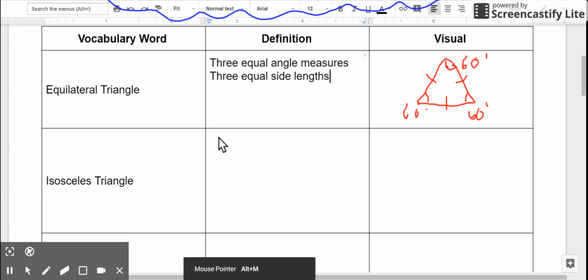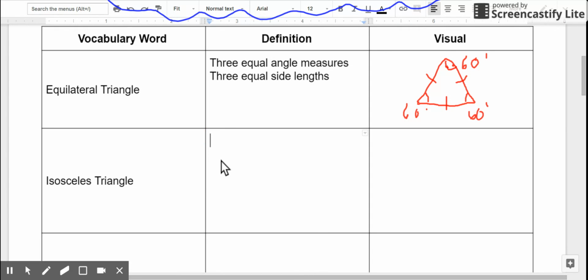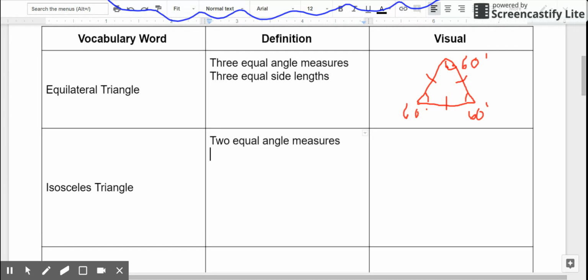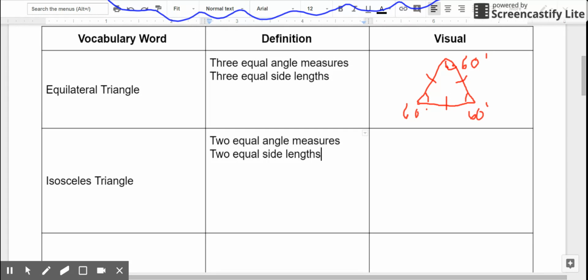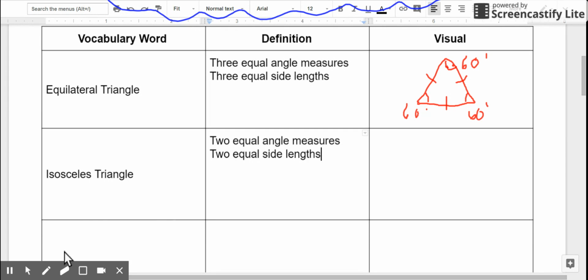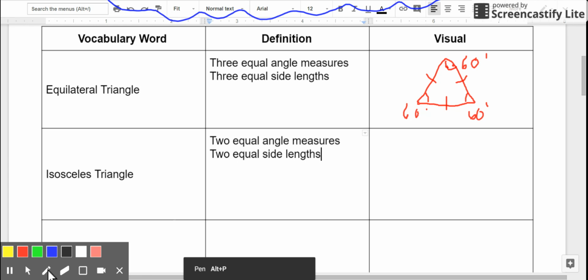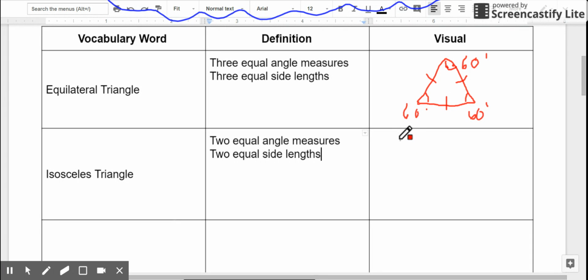The next word that we're going to define today is isosceles triangle. An isosceles triangle has 2 equal angle measures and 2 equal side lengths. The third side length and the third angle measure does not matter. So in this sense, all isosceles triangles are equilateral, but not all equilaterals are isosceles.